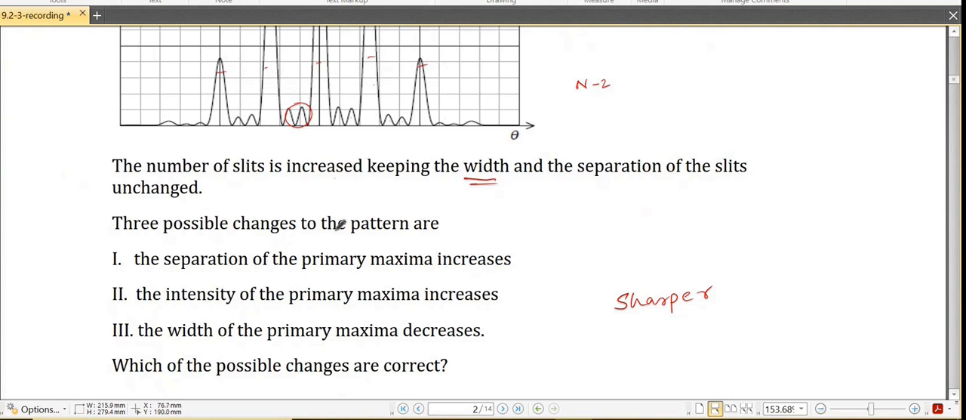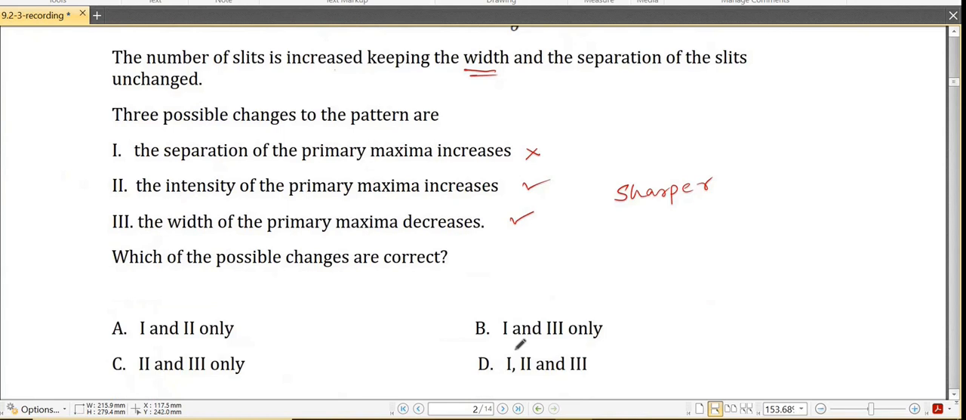So the possible changes of the pattern: separation of the primary maxima increases. This is a wrong statement. The intensity of the primary maxima increases. Yes, I said it becomes sharper. So intensity increases and the width decreases. These two are correct. Now let's look at the options. So 1 and 2, no. 2 and 3 only. So the answer is C.